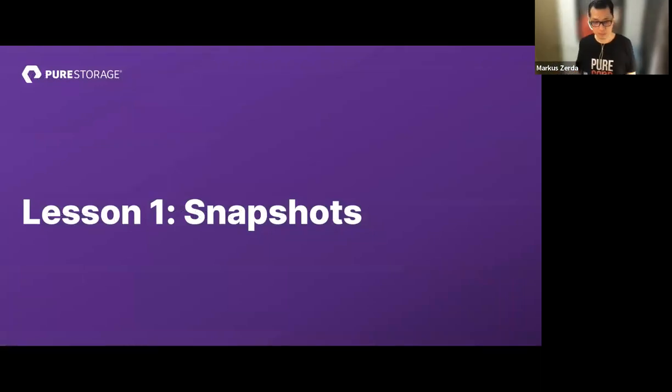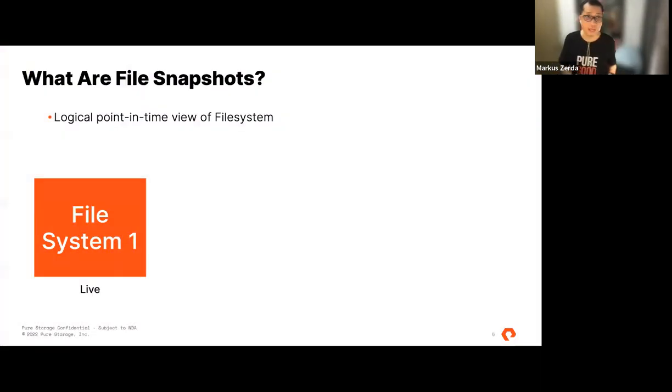First, let's talk about snapshots. In the FlashBlade, same as the FlashArray, a snapshot is a logical point in time view of a file system. A snapshot is also read only and immutable. You cannot delete it on the file system. You can mount the snapshot via a new mount point, which is also possible, but that snapshot is only read only.